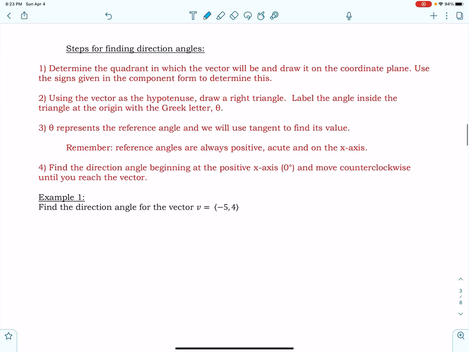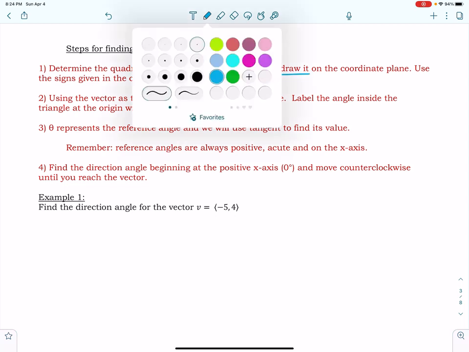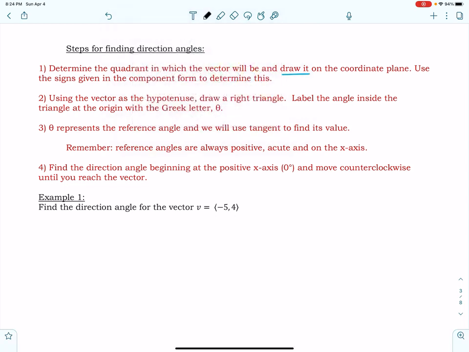So for your steps, the very first thing we're going to do is determine the quadrant in which the vector will be and draw it on the coordinate plane. We're going to use the signs given in the component form to determine this. So we're going to draw the vector. That's the first thing we're going to do. So let me draw a coordinate plane for you here. And we are just going to go through these steps as we go through example 1. That's the best way to do this.